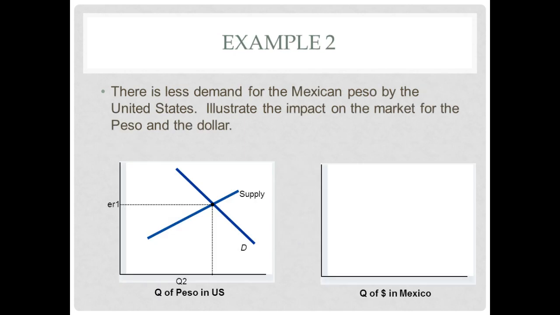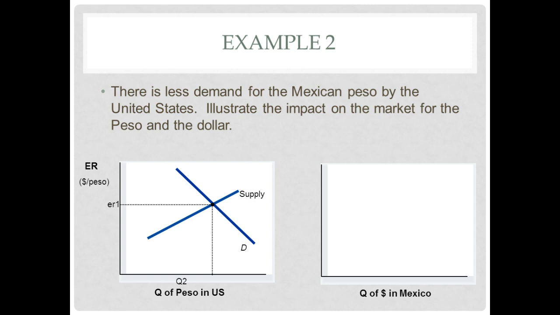Okay, let's move on to a second example. Instead of talking about the euro this time, we're going to talk about the peso. So the question says there is less demand for the Mexican peso by the US. Illustrate the impact on the market for the peso and the dollar. Now, we're going to have to do two graphs again because it asks us for both the market for the peso and the dollar. We'll start with the peso. The peso is on the left. We have the market for the peso, the quantity of pesos that the US is interested in. Again, what is the price of the peso relative to the dollar? Well, it's the number of dollars that you get for 1 peso.